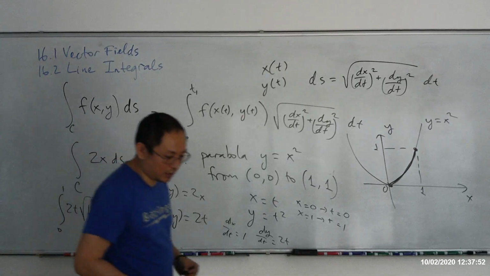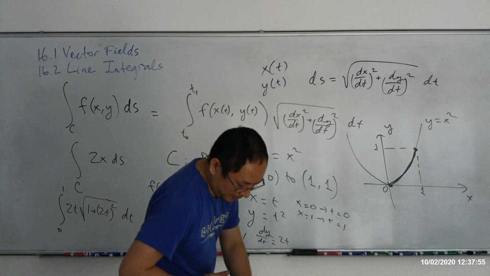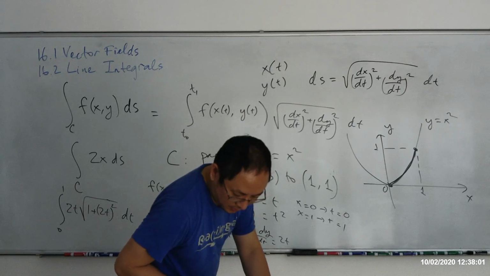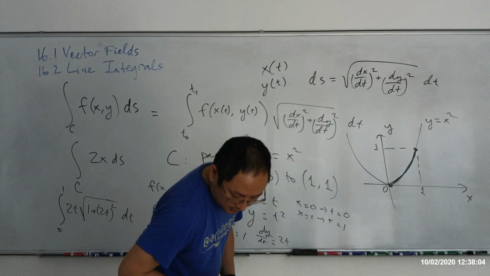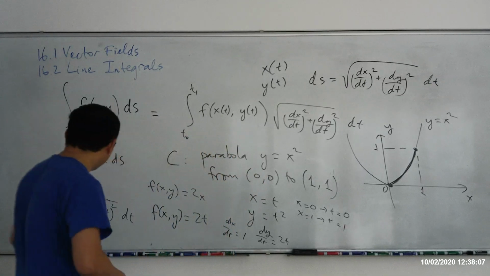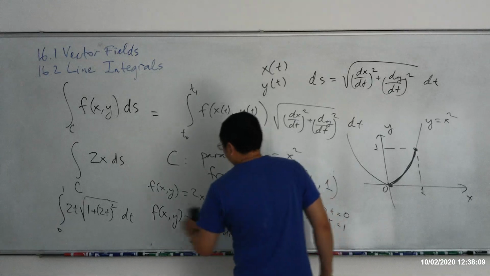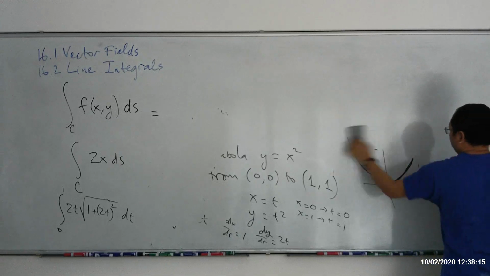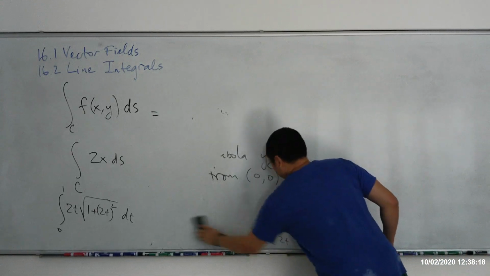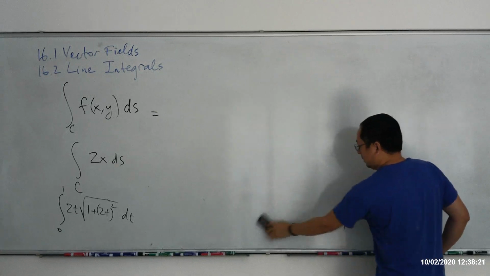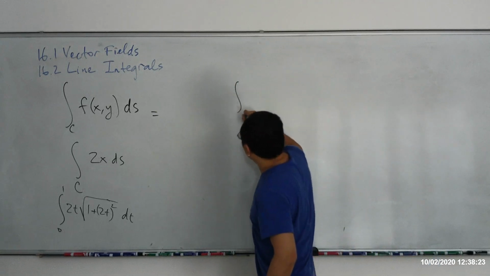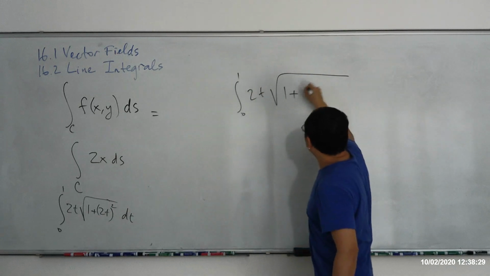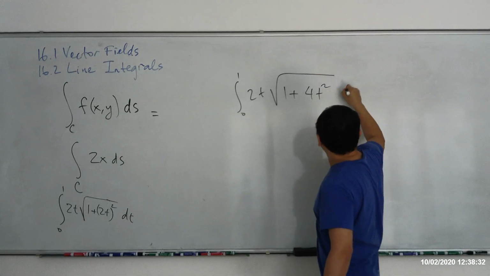And I guess for this problem, all you guys can do is use a substitution. Let me see if my claim is right. Yeah. Let me finish that for you. This integral from 0 to 1, 2t square root of what we have right here, 1 plus 4t squared dt.